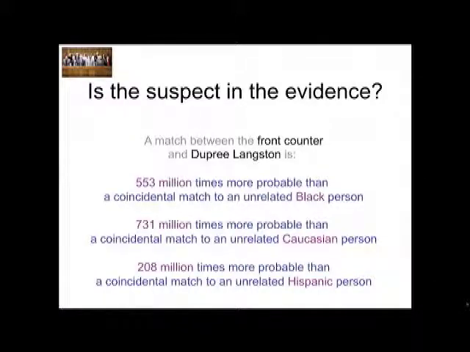And we can then state in a report and a trial that a match between the front counter and Dupree-Langston is 553 million times more probable than a coincidental match to an unrelated black person. And statistics are given for other ethnic groups as well.